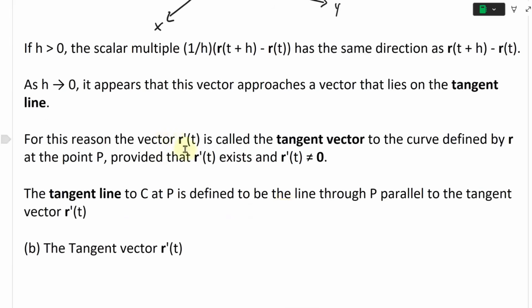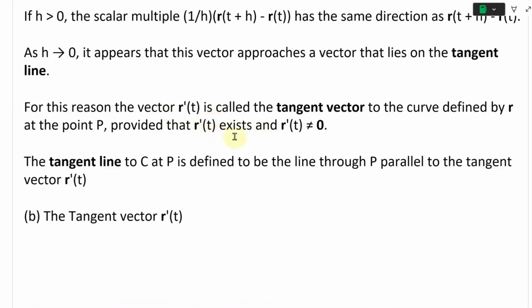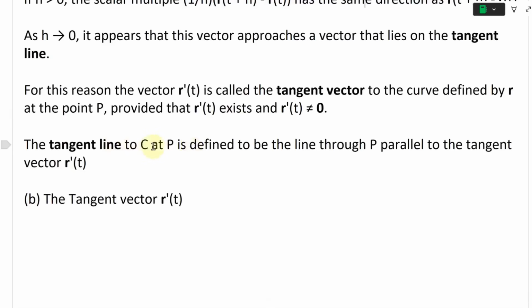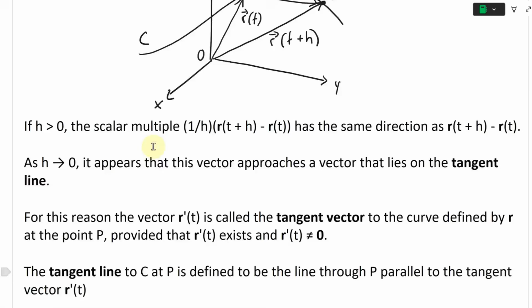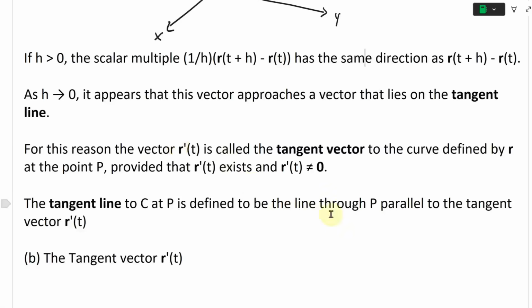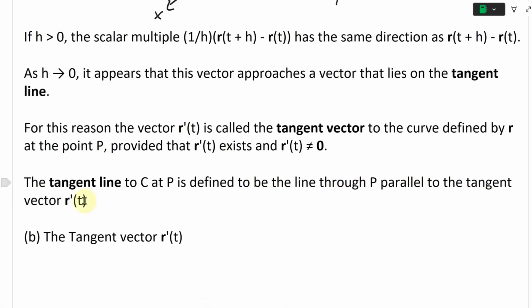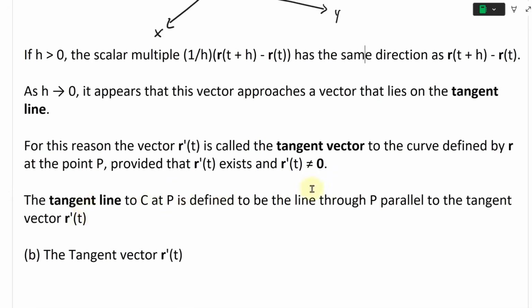So for this reason, the vector r prime of t is called the tangent vector to the curve defined by r at the point P, provided that r prime of t, the derivative, exists and that r prime of t is not equal to 0. So that's a tangent vector if the derivative exists and it's not equal to 0. And the tangent line to the curve C at P is defined to be the line through P parallel to the tangent vector r prime of t. So basically you draw a tangent line straight across the vector r prime of t.